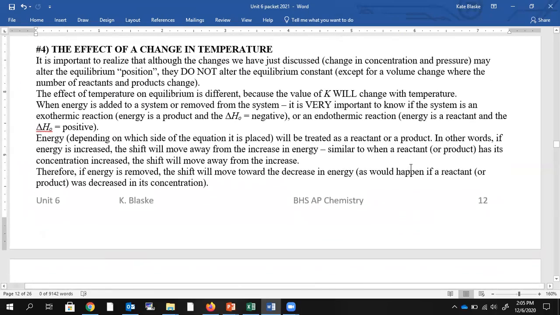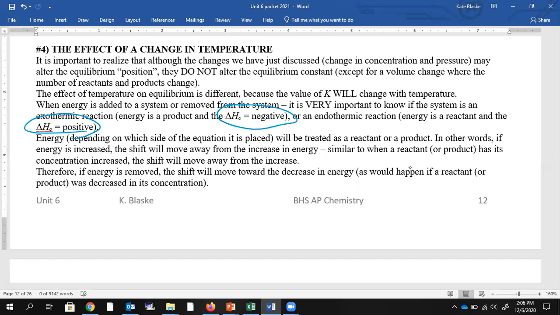The last change that we can make to a system that's already in equilibrium is to change its temperature. Now, when we are changing temperature, we need one extra piece of information about these chemical reactions. We need to know if these reactions are endothermic or exothermic. A lot of times you're going to see this written as a delta H value at the end of the reaction. If I have an exothermic reaction, where I'm forming energy as a product, the delta H is going to be a negative value. If it is an endothermic reaction, meaning I have to put energy into that reaction, energy would act as a reactant, and that delta H is going to be positive.